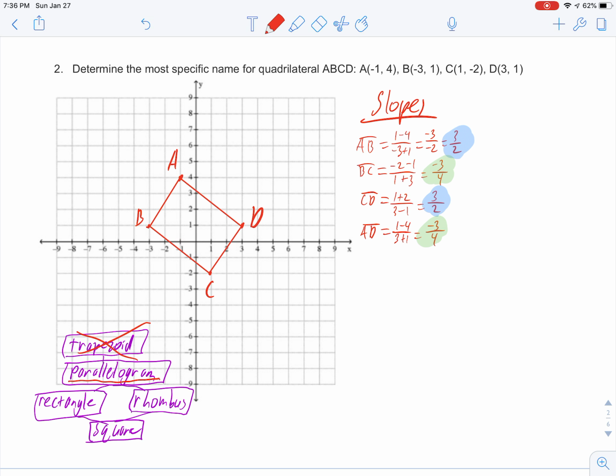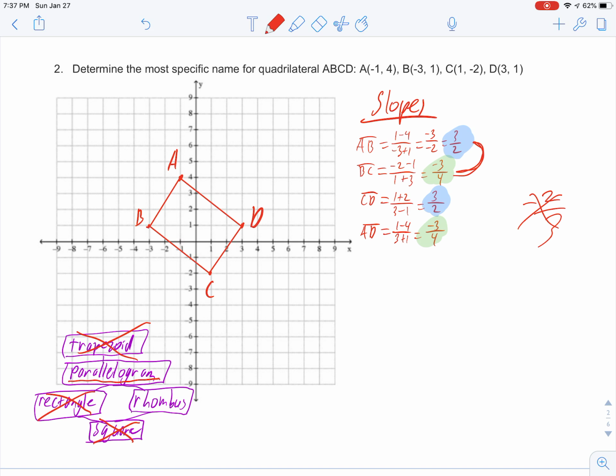So the first thing I'm going to test for is, is it a rectangle? Well, to be a rectangle, it would have to have right angles. In other words, the sides would have to be perpendicular. Well, when I look at any two adjacent sides, like AB and BC, for example, remember that perpendicular lines have slopes that are opposite reciprocals of each other. So if AB was 3/2, BC would have to be -2/3. And it's not, and therefore it's not a rectangle. So I can rule out a rectangle because it doesn't have right angles. Those sides aren't perpendicular to each other. And so if those aren't right angles, this also is not a square.